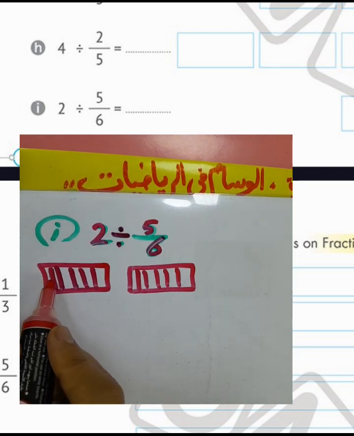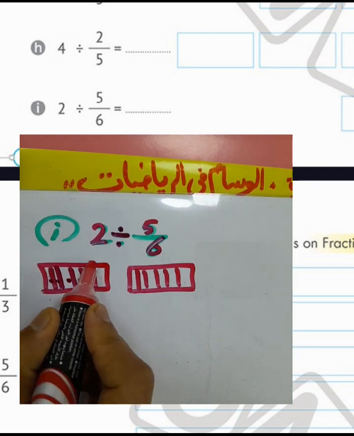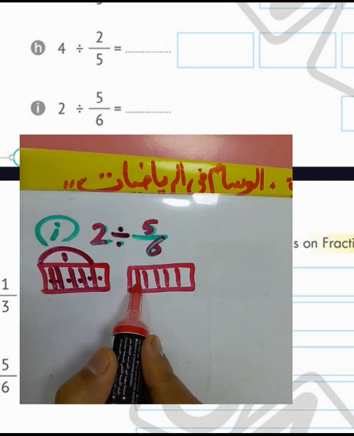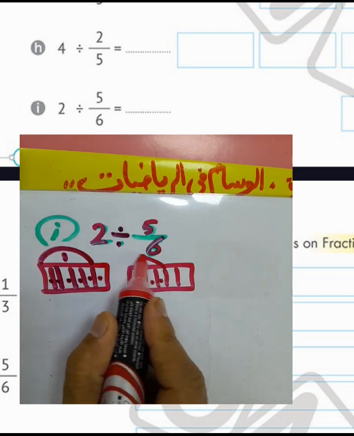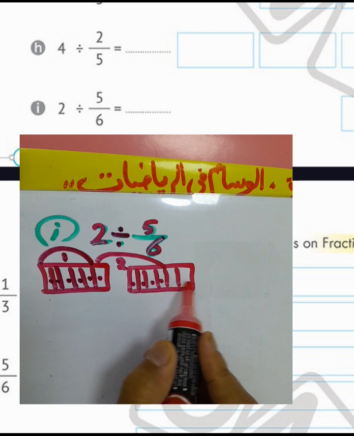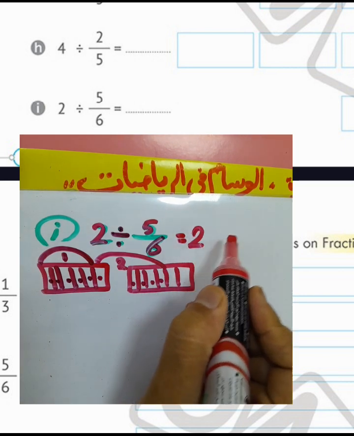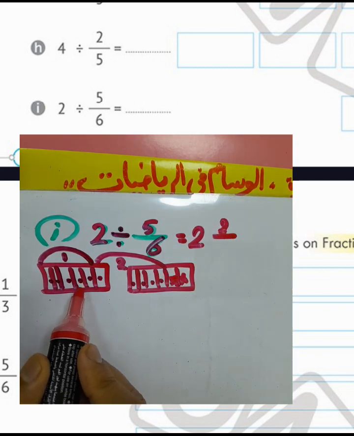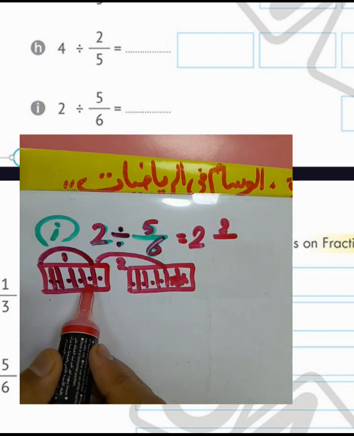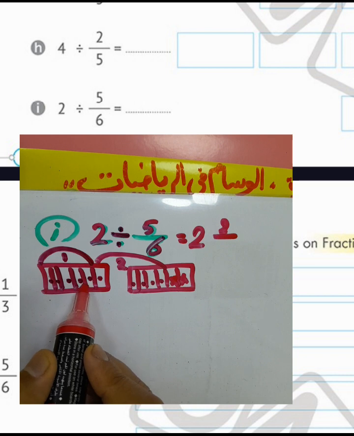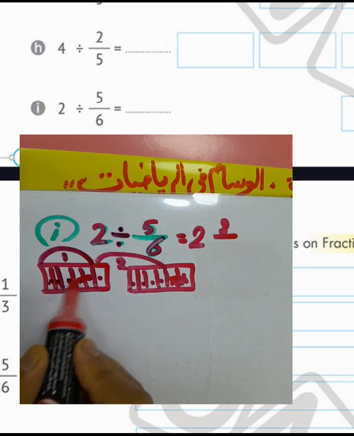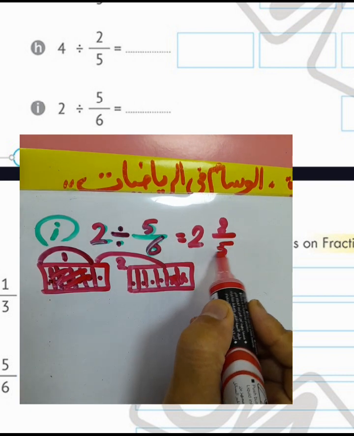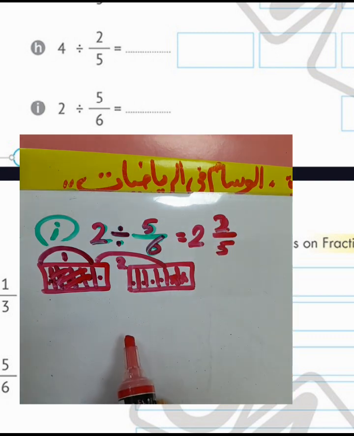Count with me: 1, 2, 3, 4, 5. It will be 1. 1, 2, 3, 4, 5. It's number 2. The remainder is 2 parts. The result will be 2, and the remainder is 2 parts out of how many parts in each of them? Each one contains 1, 2, 3, 4, 5. Dividing 2 by 5 over 6, the result will be 2 and 2 over 5.